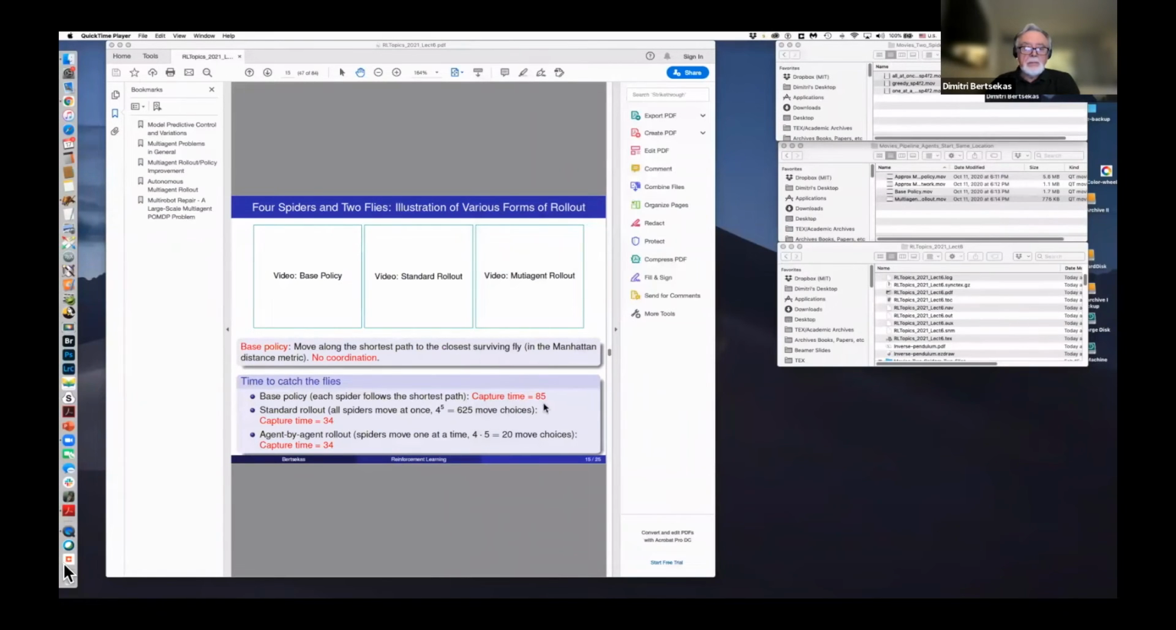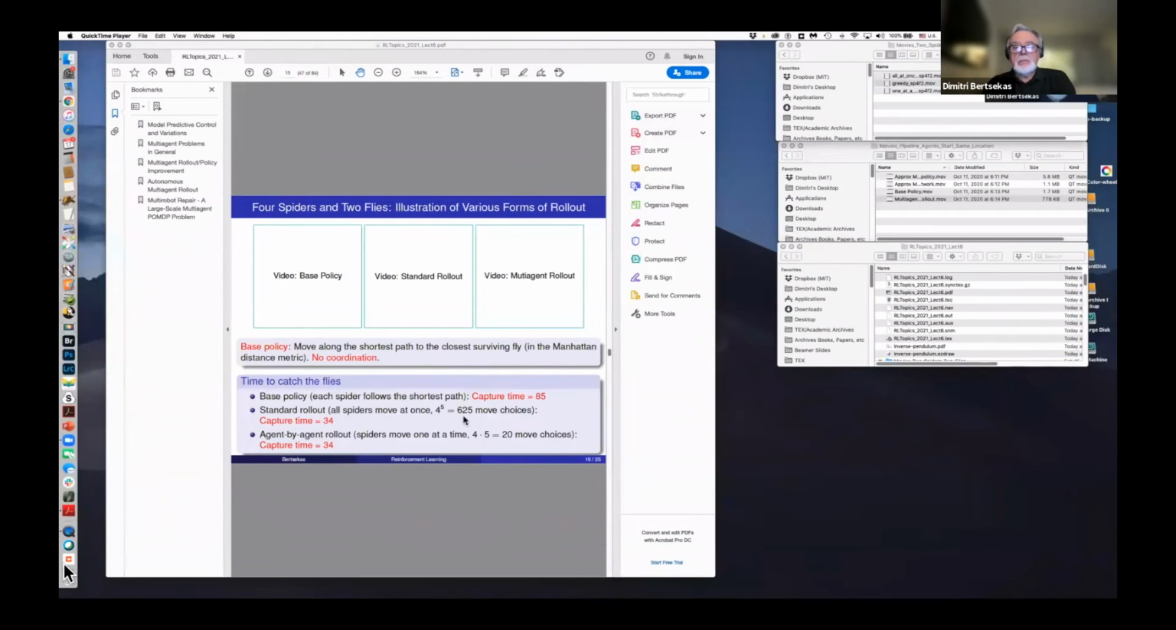So let's see now what the standard rollout will do. This is not multi-agent, this is standard. So this minimizes over 625 Q factors at each move. It's going to take 34 moves. At each one of these 34 time units, it's going to minimize over 625 Q factors. Moreover, these Q factors involve a stochastic system because the flies move randomly, so it will involve Monte Carlo simulation. So it's quite a bit of computation to compare 625 Q factors.